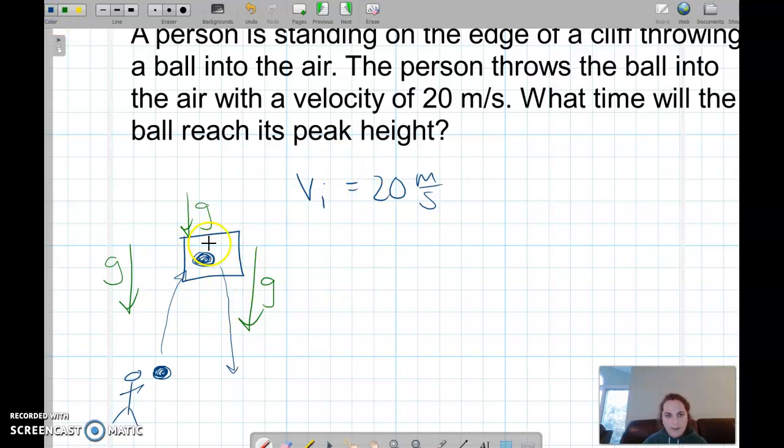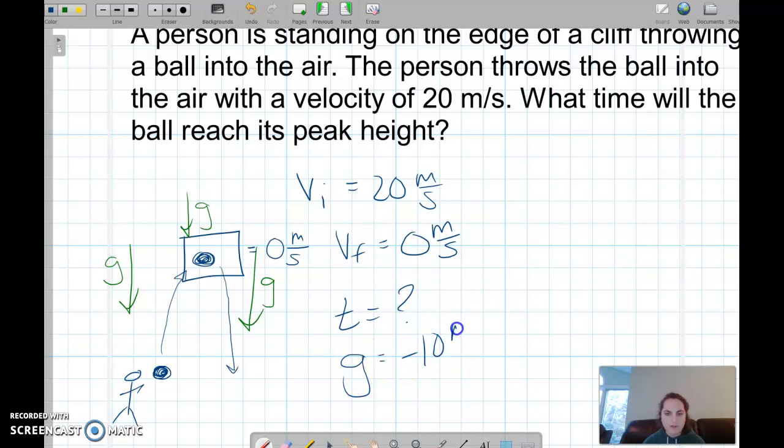So what happens at that peak height? Well, g stays the same, but our final velocity, the velocity at that peak height, is actually 0 meters per second. If it wasn't 0 meters per second, that ball would just keep going up into space. It'd be really easy to get into space. But because gravity is constantly pushing down on that ball, causing it to slow down, come to a stop, and then start to pick up speed downward, we know that at that peak position, the final velocity of that ball is going to be 0 meters per second. We are asked to solve for the time, and our acceleration due to gravity is negative 10 meters per second squared.